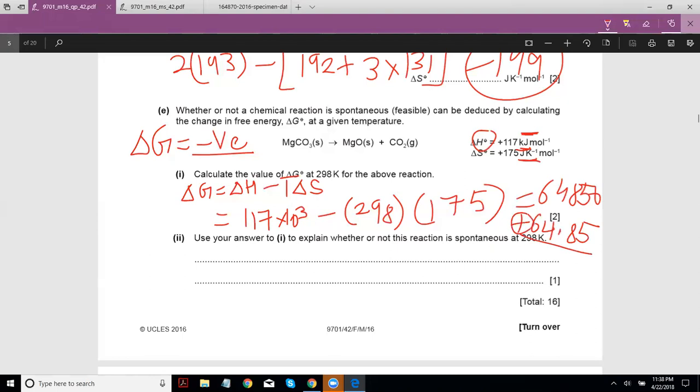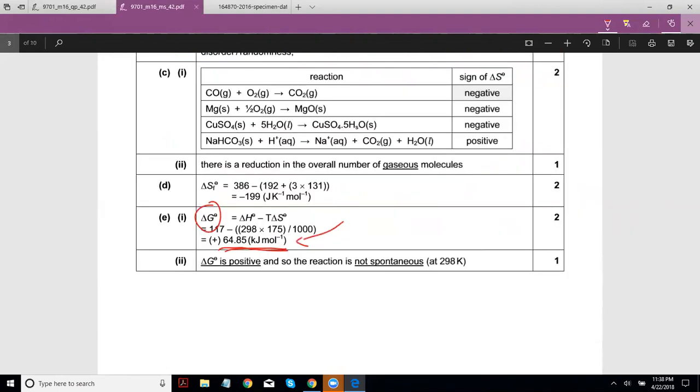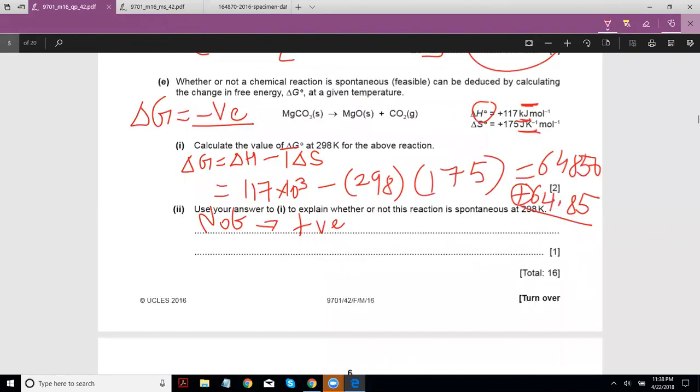And this is positive. Now you have to explain whether or not this reaction is spontaneous. It is not spontaneous because delta G is positive at this temperature. Is that good enough of an explanation? So this is positive, not spontaneous at 298, at this temperature, basically.